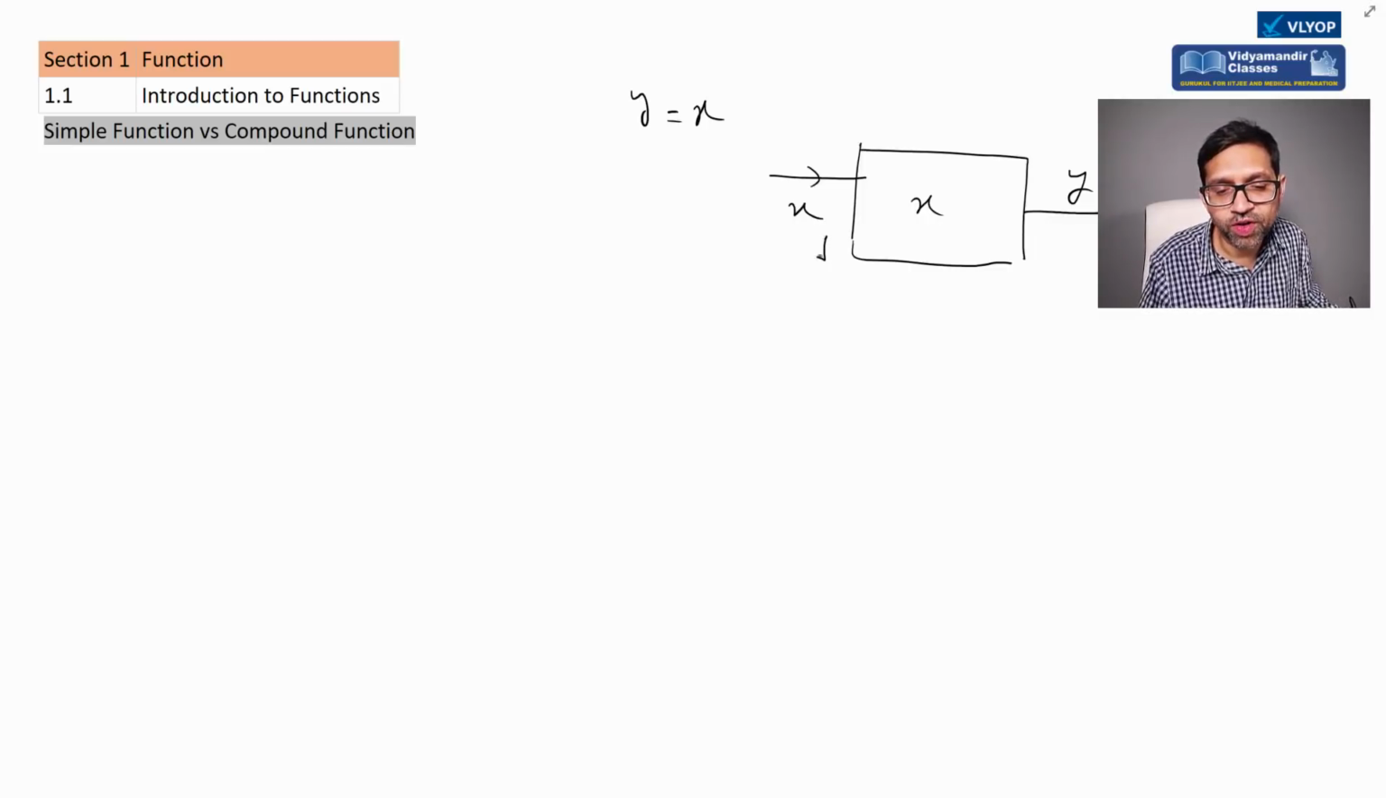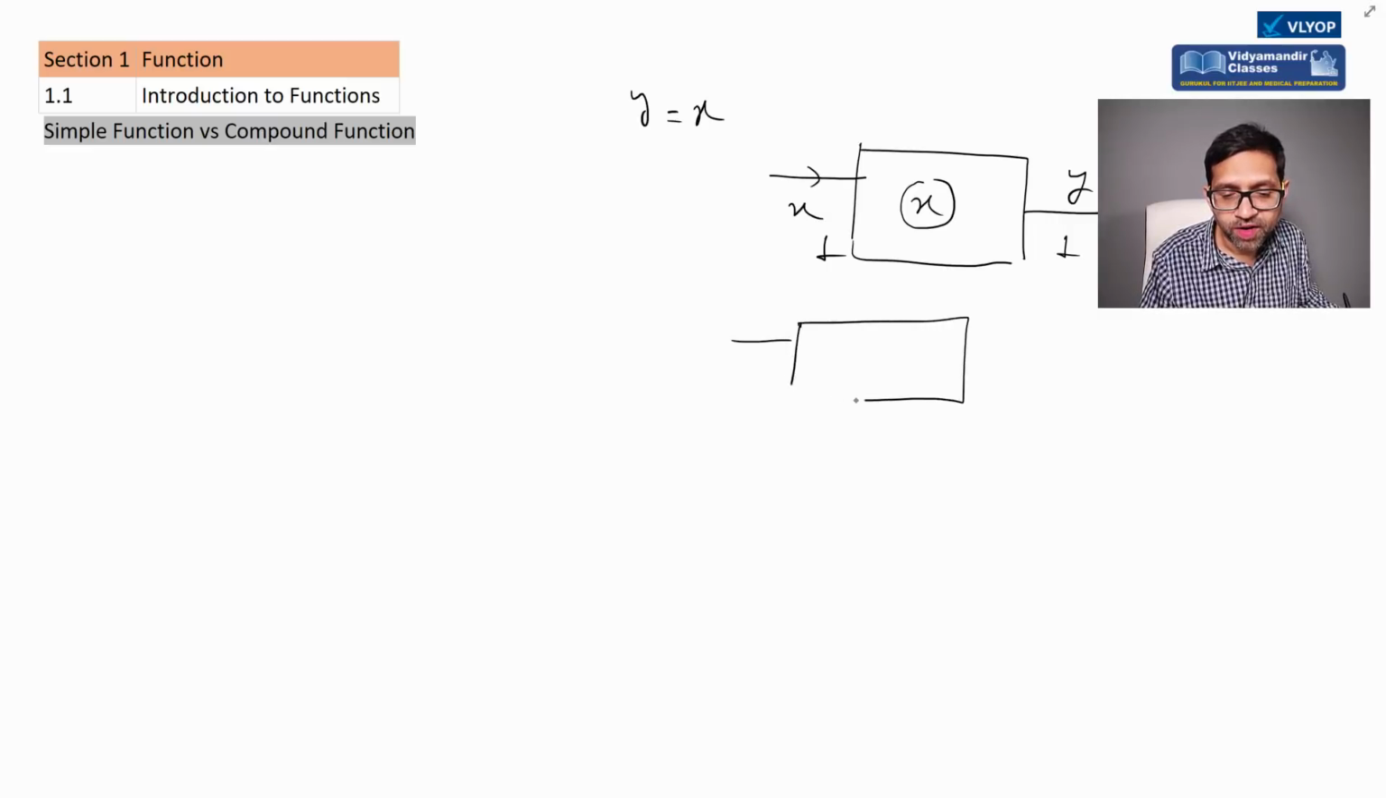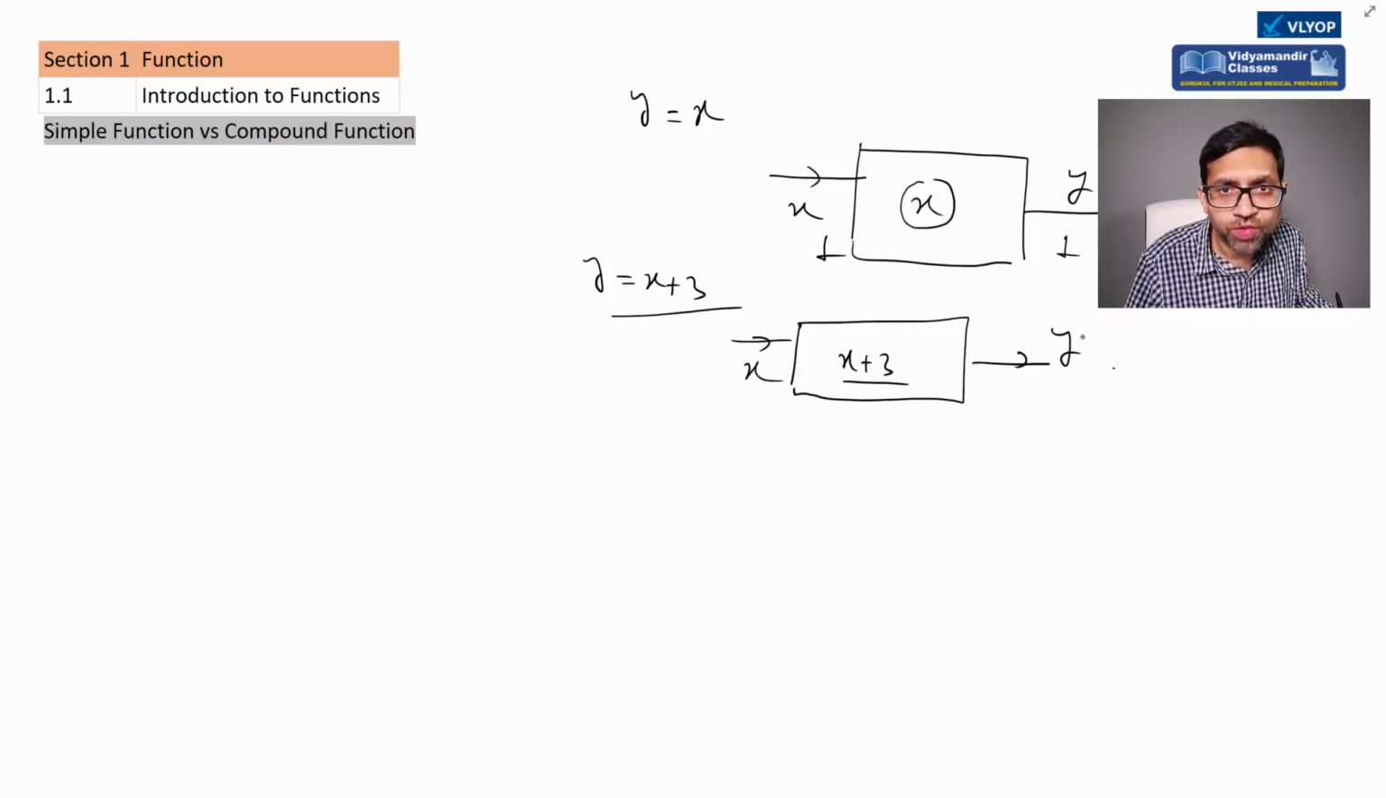If I replace x equal to 1, y is 1. So you can see that for every value of x, my execution is the same. Let's take another example, a linear polynomial: y equals x plus 3. What is happening? I'm replacing x here, adding 3 to that value, and throwing that out as y.